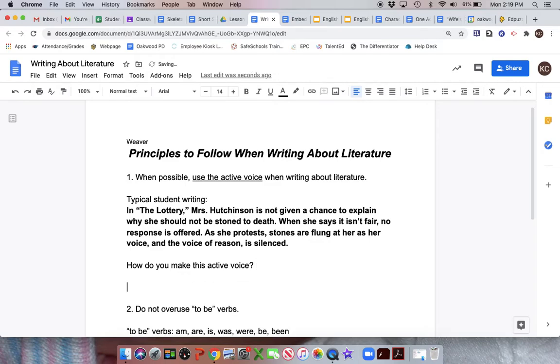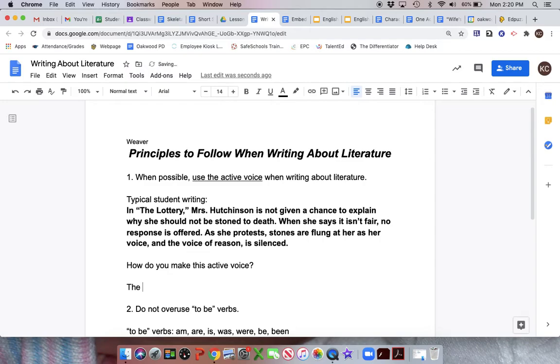How do you make this active voice? Well, what you can do is take the first sentence and look at it. It says, in the lottery, Mrs. Hutchinson is not given a chance to explain why she should not be stoned to death. Well, the question is, who's doing this verb? Who's giving her a chance? Wouldn't it be the citizens of the town? So you then just make that the subject of this verb, and suddenly it'll make sense.